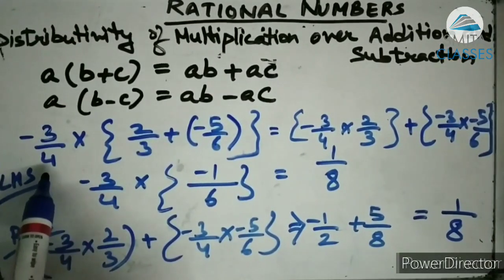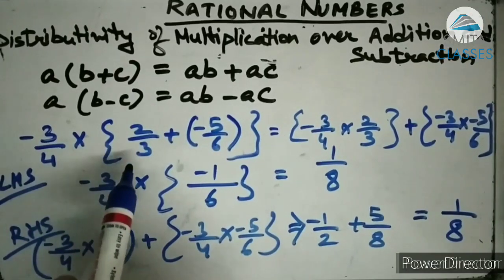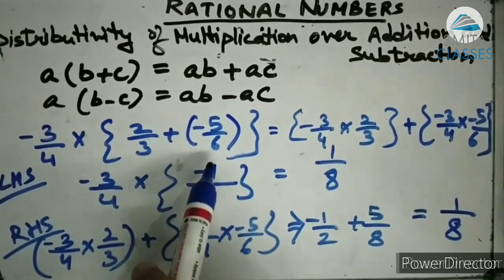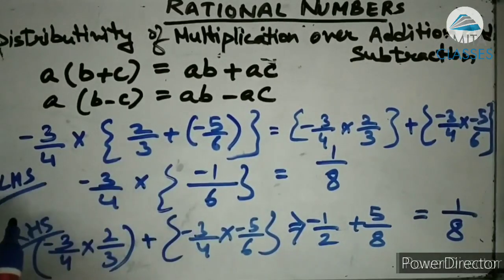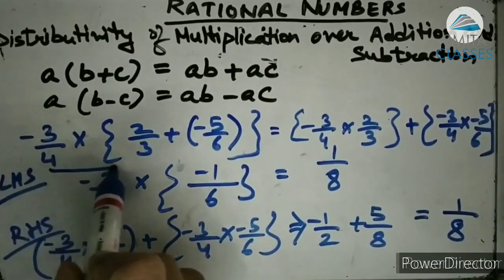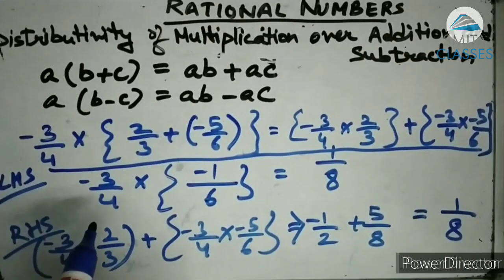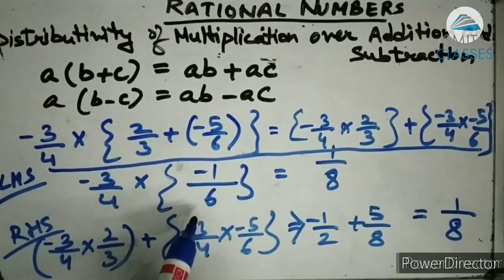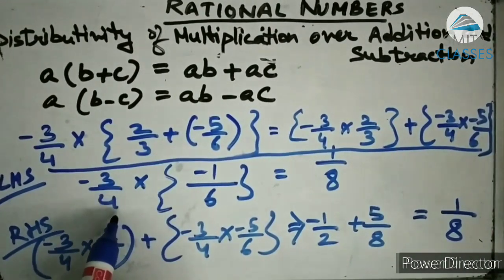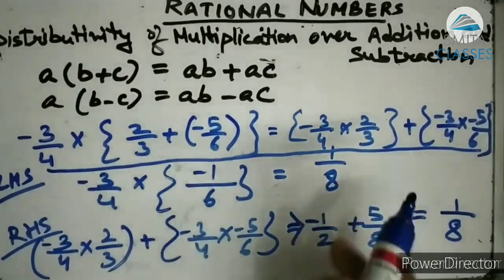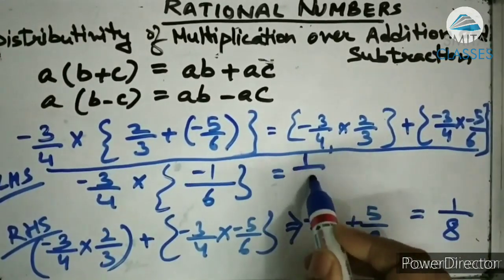Let's see an example. We have a question: minus 3 by 4 into the sum of 2 by 3 plus minus 5 by 6. If I go for the left hand side, I have written the distributivity here. In the left hand side, the answer within the bracket I get as minus 1 by 6, and when I multiply it with minus 3 by 4, I get the answer as 1 by 8.